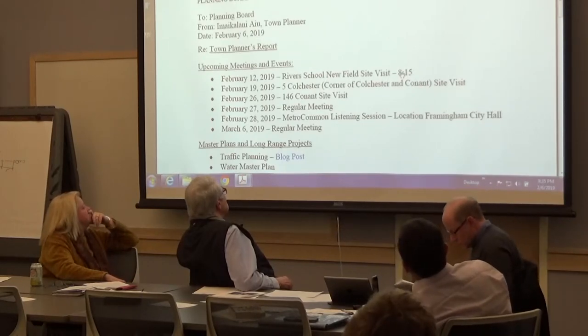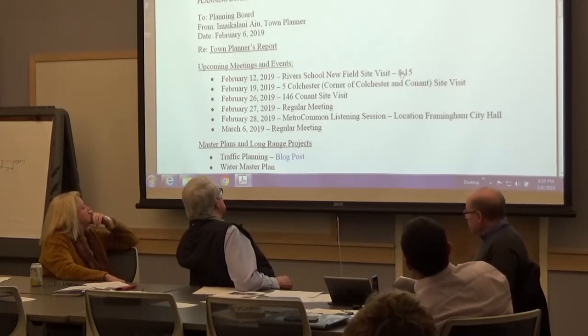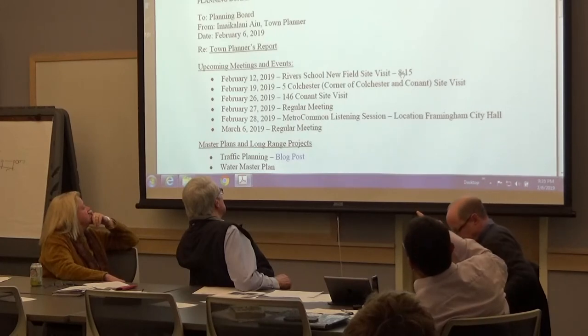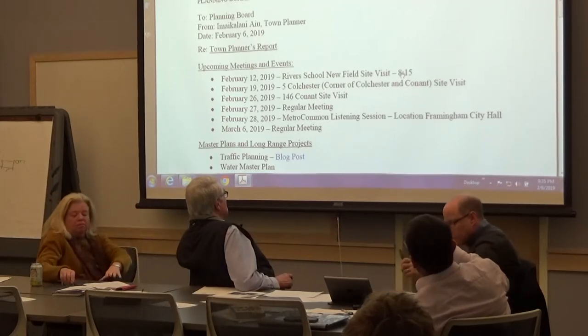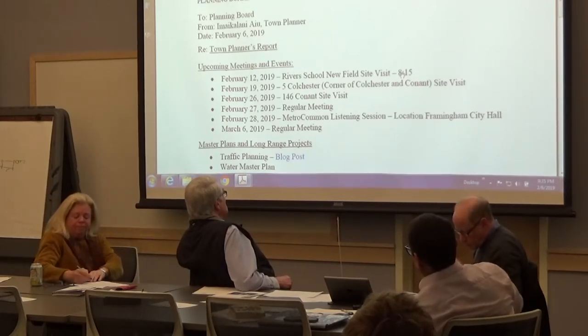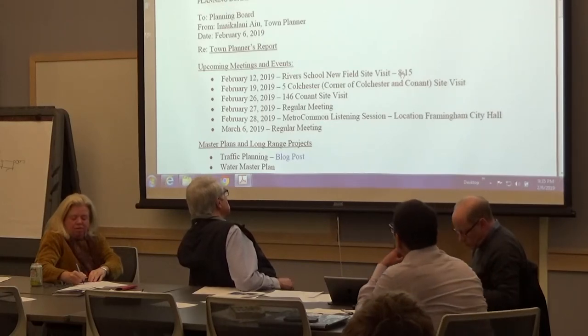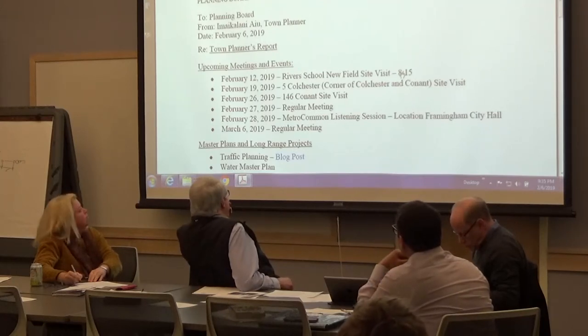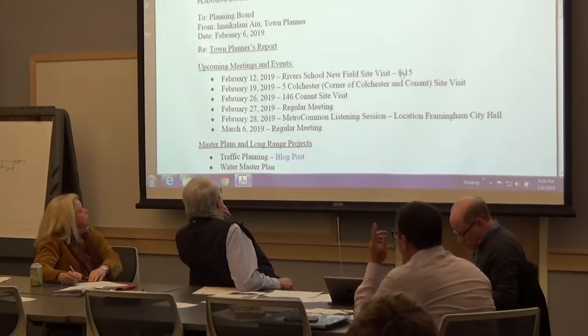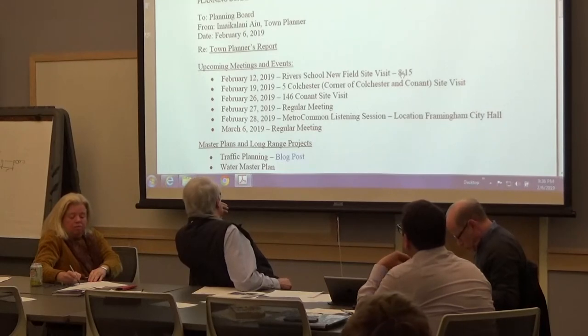On February 19th, we have another site visit at Five Colchester. What I want to point out is Five Colchester doesn't exist as an address yet. That's the one we just assigned. So if you look online for it, it's not there. It's the corner of Colchester and Conant Street. It was zero Conant. And then the following week after that, 146 Conant site visit, so that's just a block up from there. And then our regular meeting is February 27th.